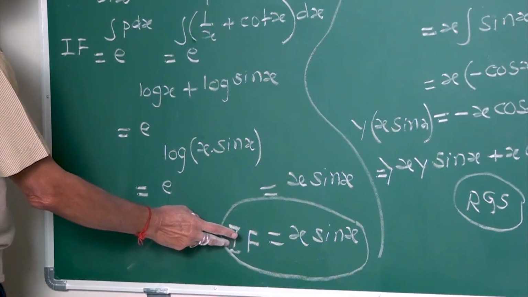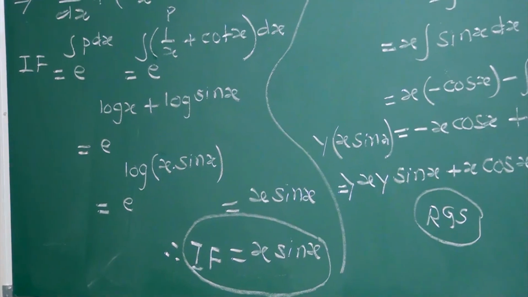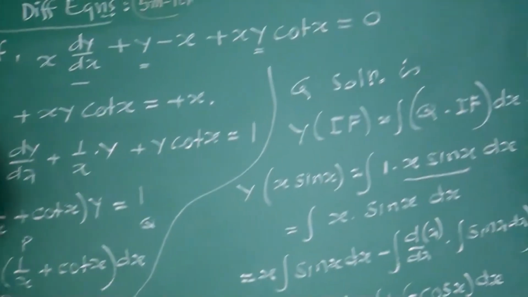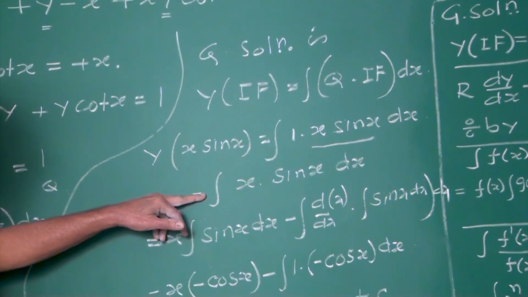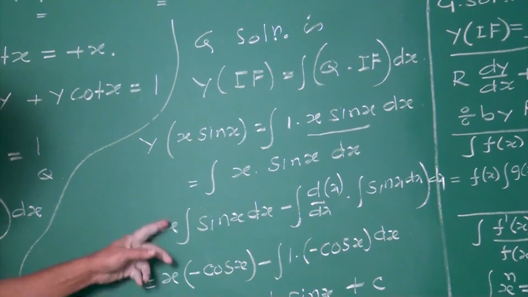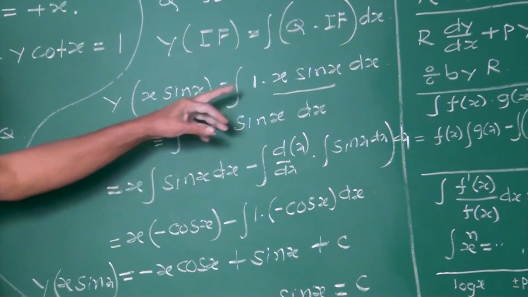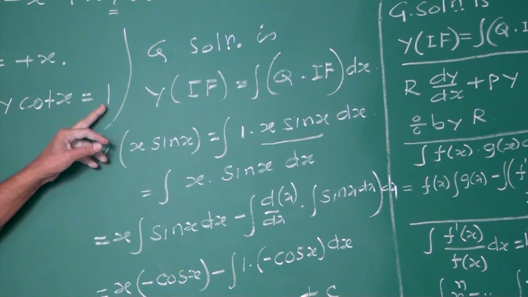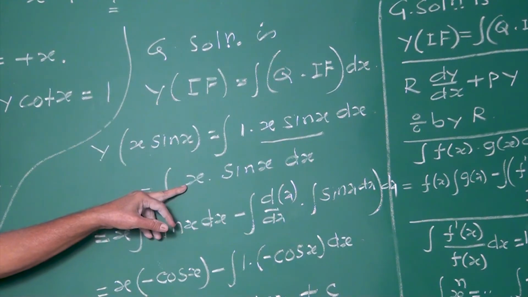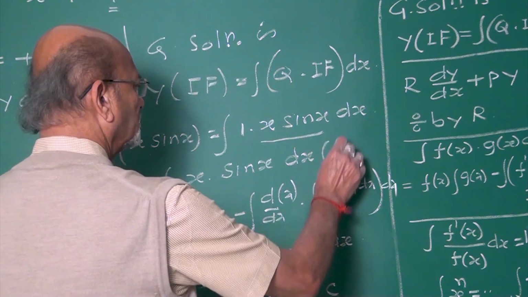This is the integrating factor. If I write all these steps, my friends, you get 2 marks. Then the general solution. Writing the formula, or directly writing this step correctly, you get 1 more mark. Evaluation of this integral is another 2 marks. What is this? Q is 1, my friend. Product: integration by parts rule.